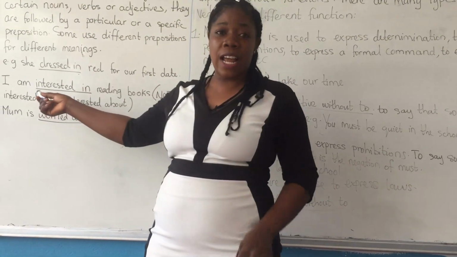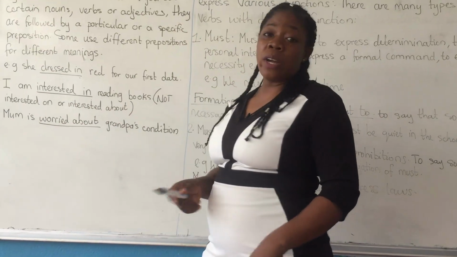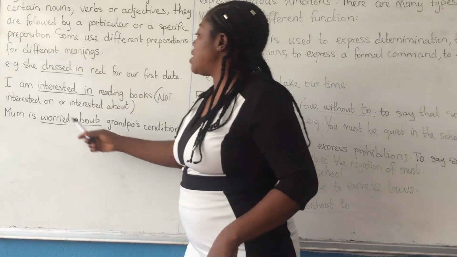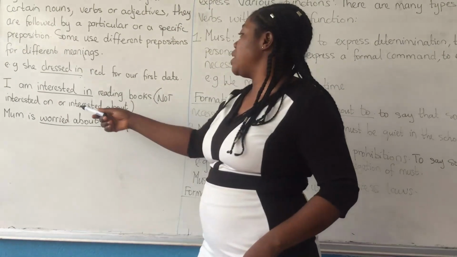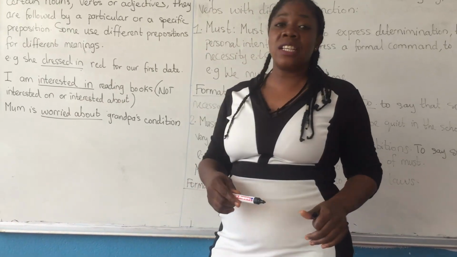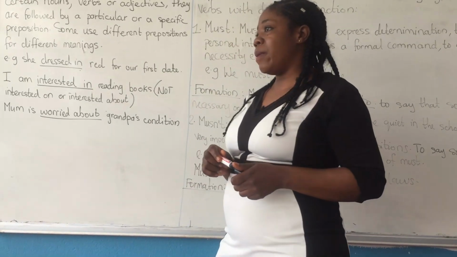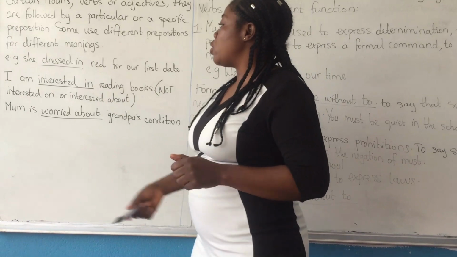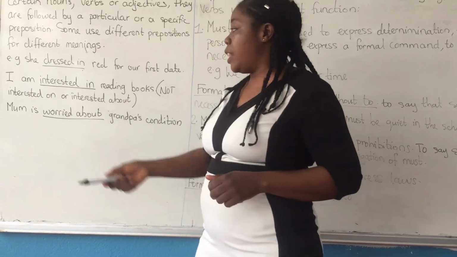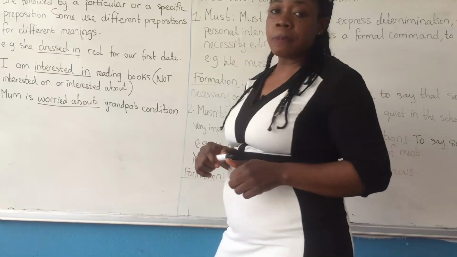Another example is I am interested in. You can see I've underlined interested in reading books. You cannot say I am interested on or I am interested about. This is wrong. So interested goes with in. I am interested in reading books.